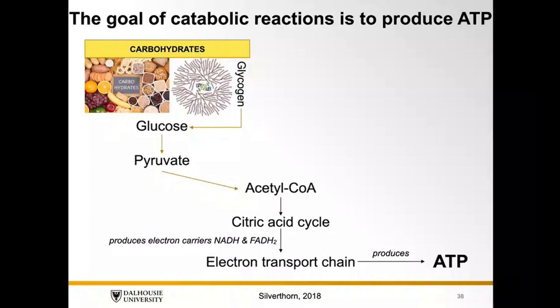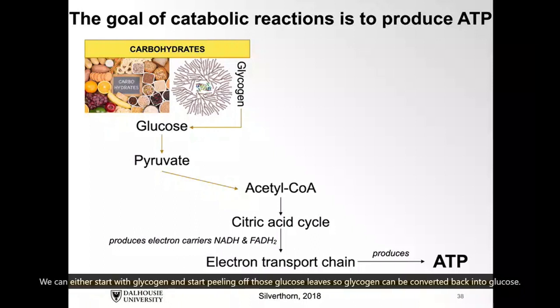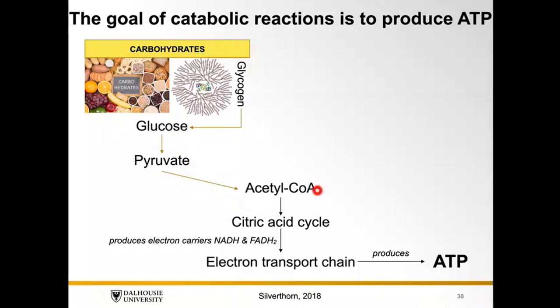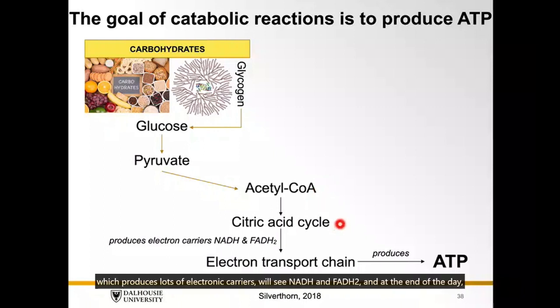So what happens when we need to produce ATP from carbohydrates, we can start with glycogen and start peeling off those glucose leaves. So glycogen can be converted back into glucose. And then glucose is converted to pyruvate. Pyruvate is converted to acetyl-CoA. And then acetyl-CoA can enter the citric acid cycle, which produces lots of electron carriers.